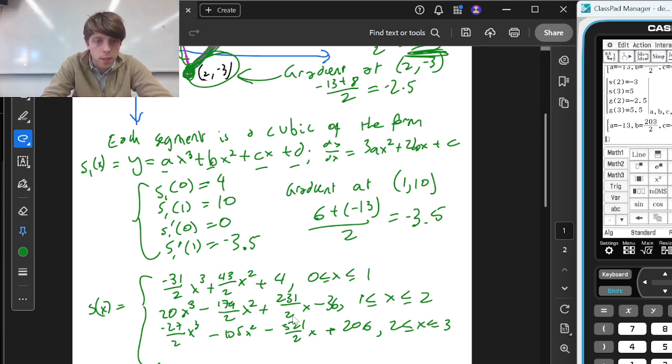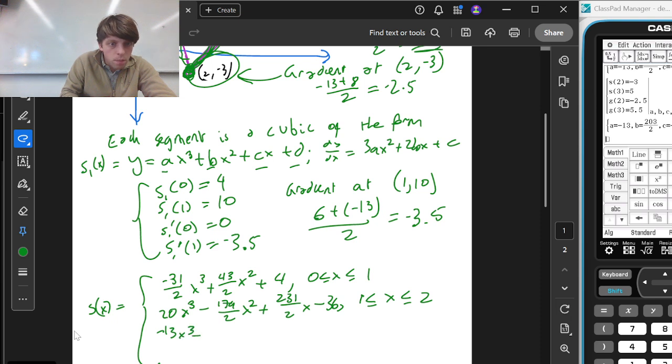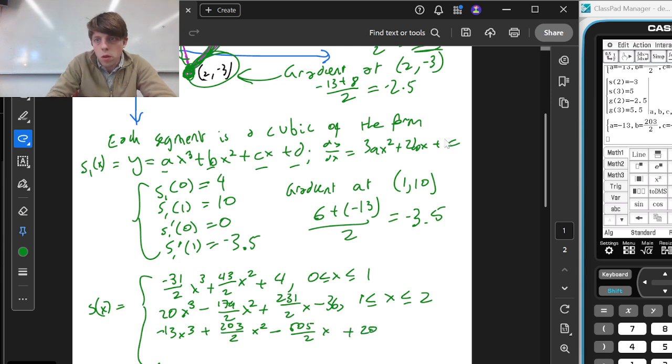Yeah, so this is what I should have said. And I'll just delete that previous line over here. Sorry about that. So yeah, fixing that up because the gradient was wrong at that endpoint. We have negative 13x cubed plus 203 over 2x squared minus 505 over 2x plus 200 for 2 up to 3.